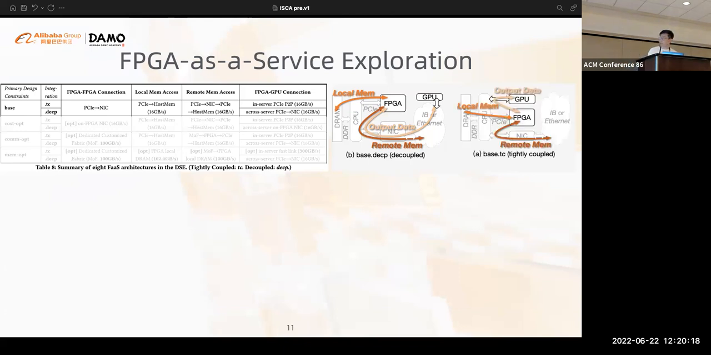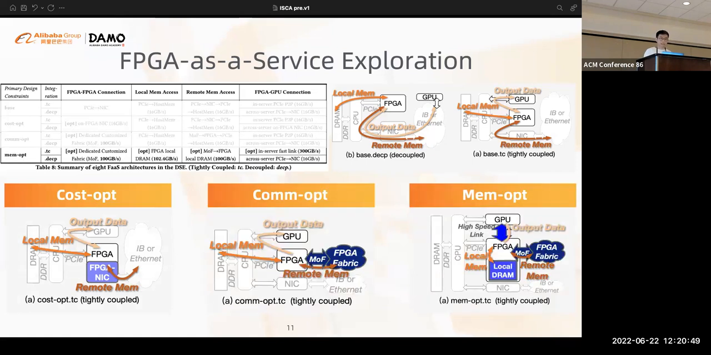cons. For example, in the other design, we assume that the cloud provider will have an instance with both FPGA and GPU inside one machine, so that the result from the FPGA can be pushed to this GPU with PCIe P2P connect, having a better bandwidth and lower latency. We call this type of design the highly coupled design, compared to the off-the-shelf decoupled design. And we have a lot of other types of architectures, which I will go through in the next slides.